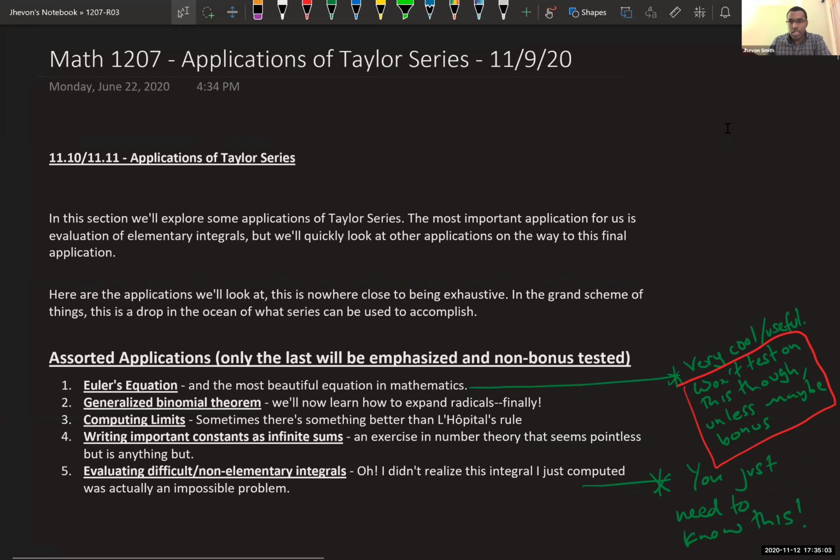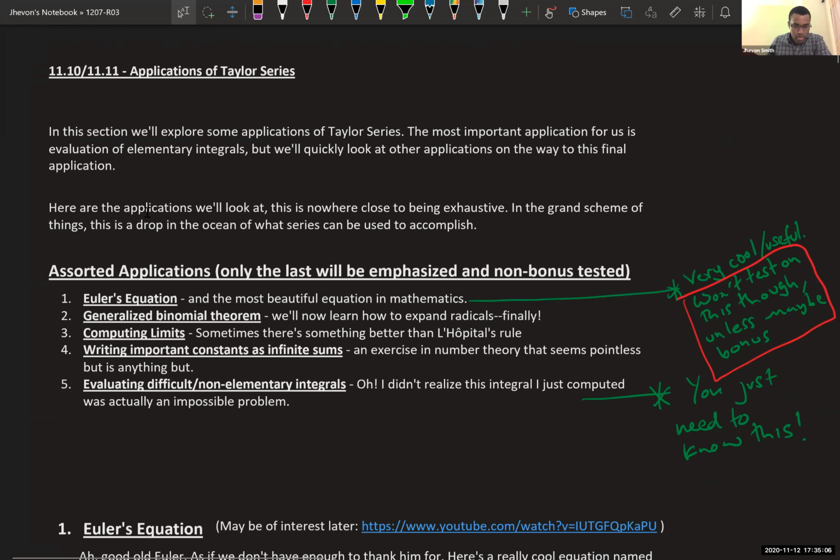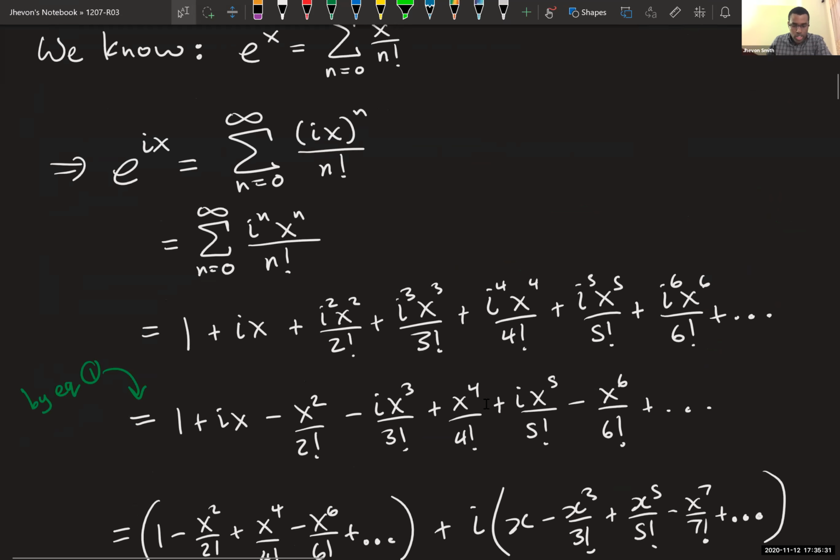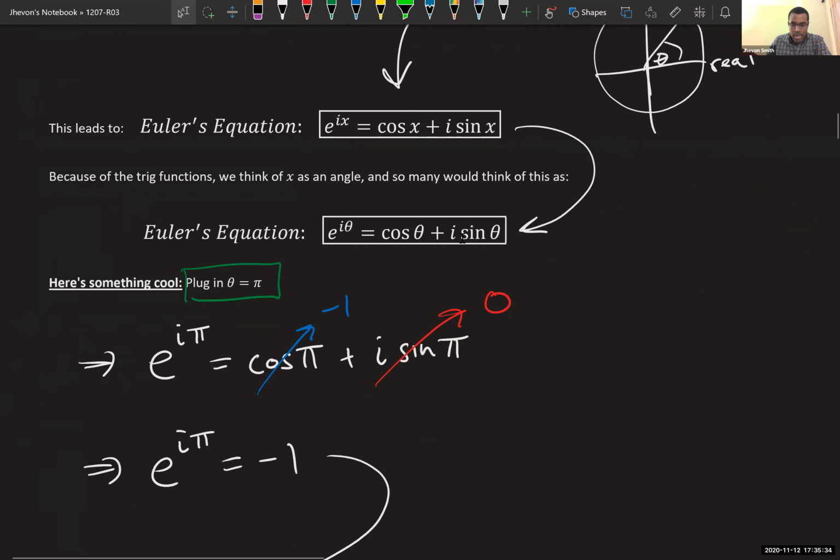Last time we were talking about applications of Taylor series, went through a bunch of them. I also mentioned that the most important one is application number 5, but I'm going to talk about all of these because they're actually quite useful. And so we spoke about Euler's equation, very important. Glossed over the binomial theorem. I'll talk a little bit more about that. Computing limits, writing constants as infinite sums, and so on. So we looked at Euler's equation, which is this one, which is muy importante.